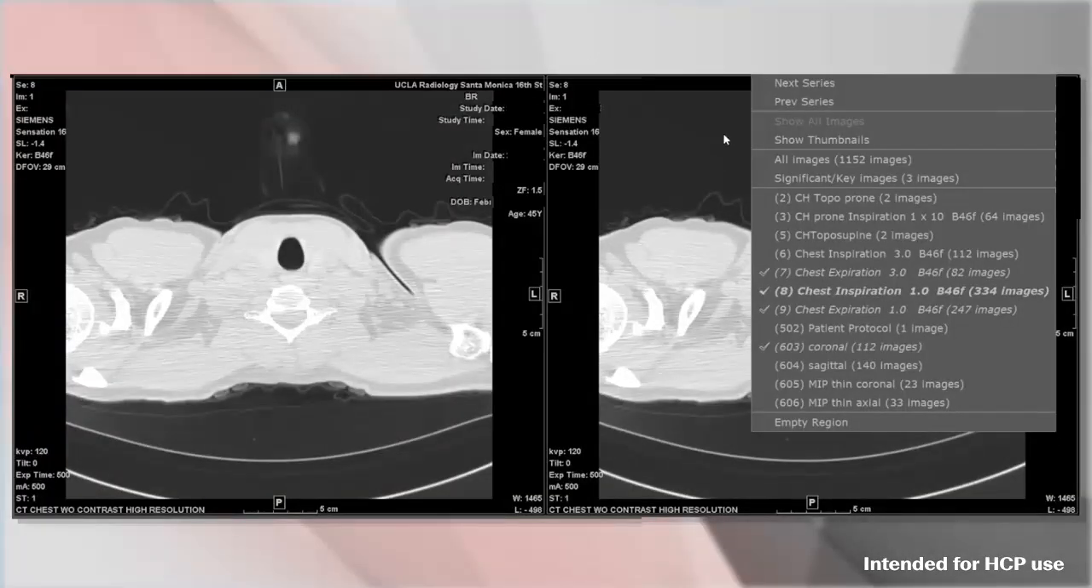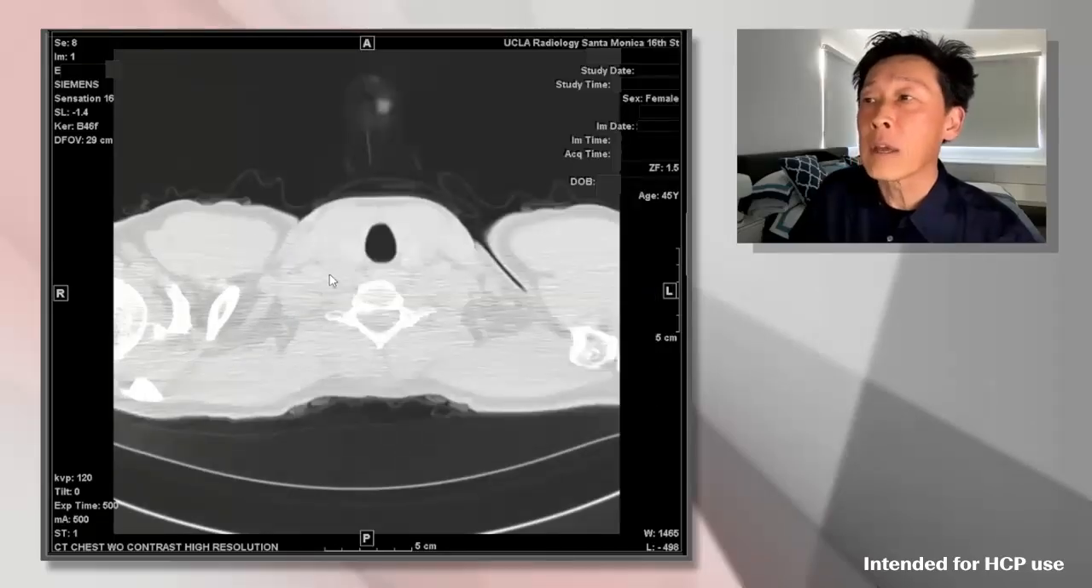Hi, I'm Rob Su. I'm going to take you through HRCT and some basic chest CT anatomy. All right, so let's start with this HRCT that I have pulled up here.